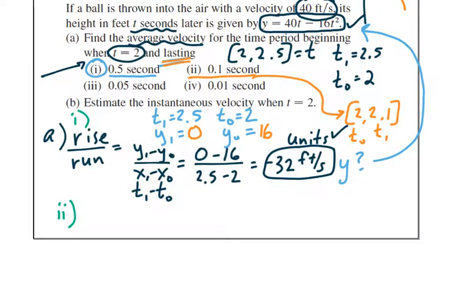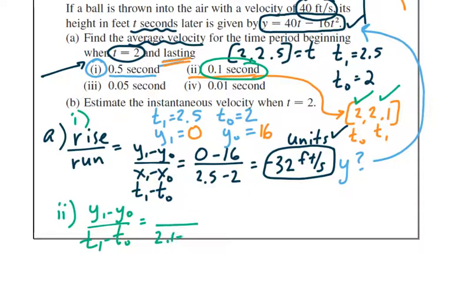Again, rise over run. I want to find the average. I'm going to change the t's right away. So my new interval is 0.1 second. It goes from 2 to 2.1. So that means t1 is 2.1 minus t0 is 2. When you plug in 2.1 for t, you get y values, and you already plugged in 2 in part 1, so you have that answer. Again, check my math, friends.